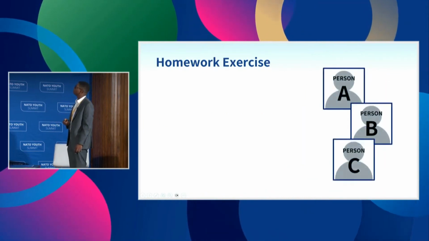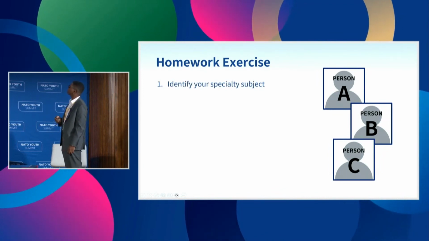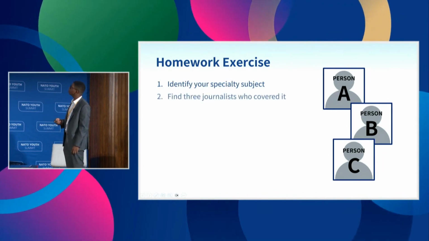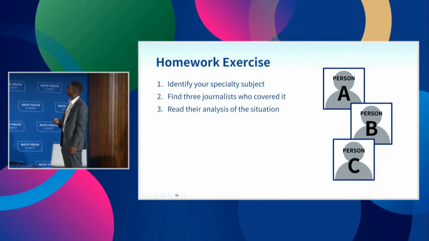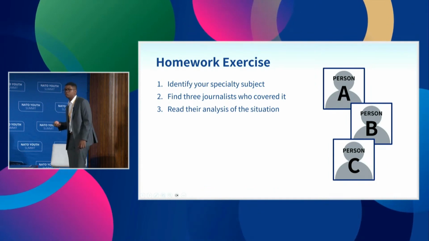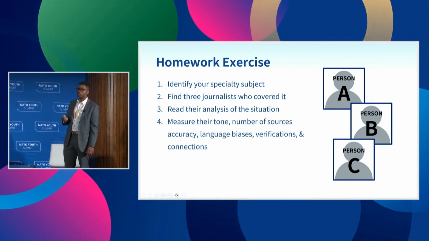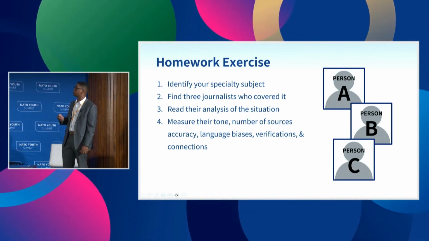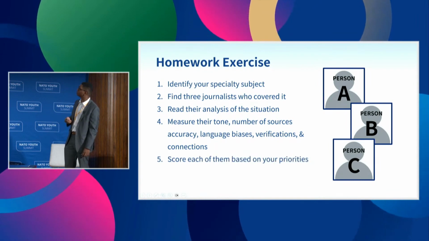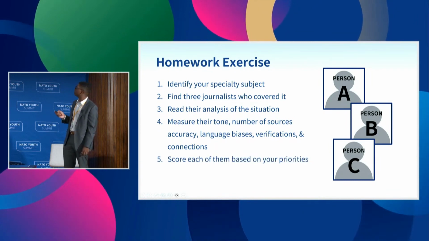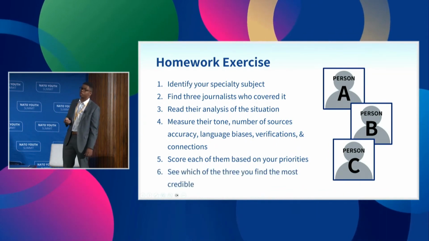So, back to our exercises, and this one's not for now, but tonight when you get home, I would suggest that all of you pick a story. Find a few sources that are covering that story, and then read their respective analyses to build a perspective on their credibility. Try and look out for tone, bias, and verify the sources that they're using, with some of the steps that we talked about earlier. And then finally, score each of those sources based on your own personal weightings and priorities. See which of the three that you find most credible.